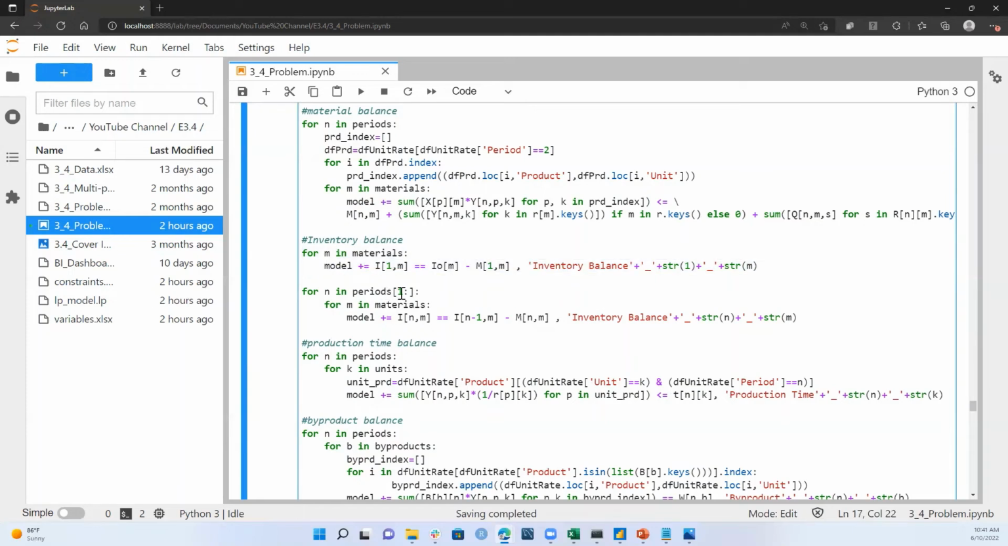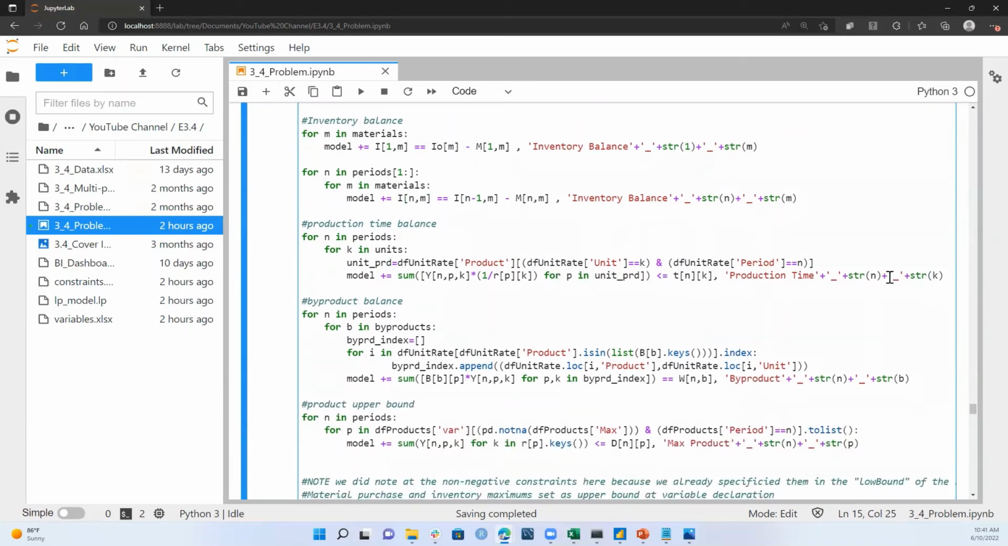For subsequent periods, so I look at periods 1 plus N, so this would be periods 2, 3, and 4. For each of those, I can use this same code, but I can loop through the index and have I sub NM equal to I sub N minus 1 M minus M sub NM, which again is going to give me the inventory balance for each period. But if I were to have, say, N equal to 1 here, I would not have an I sub 0M, which is why we create this up here.